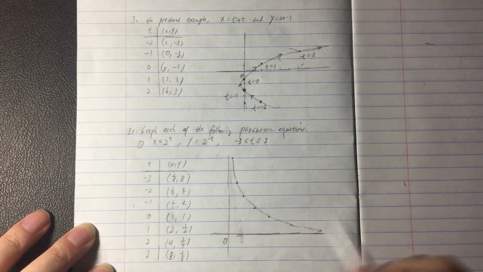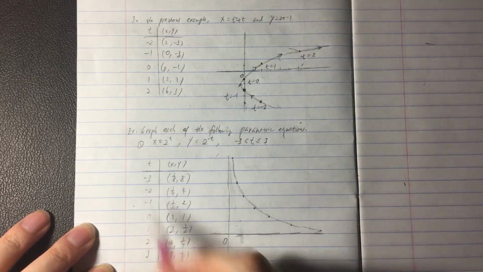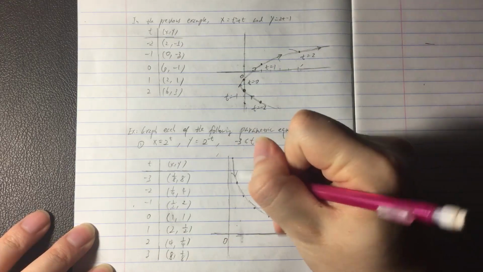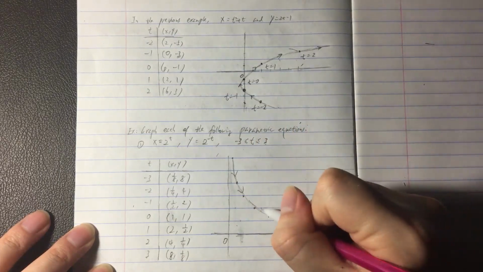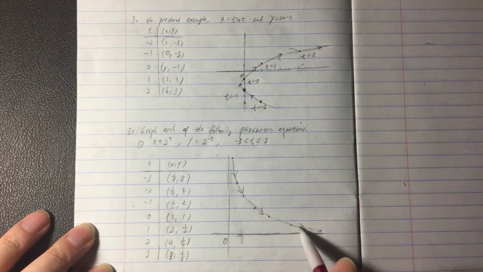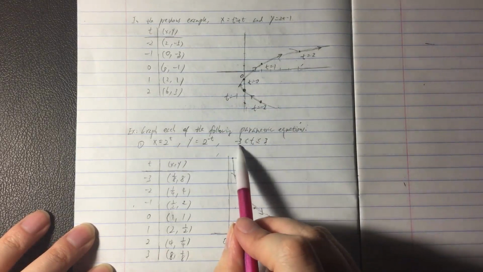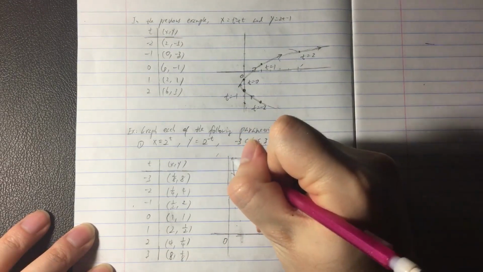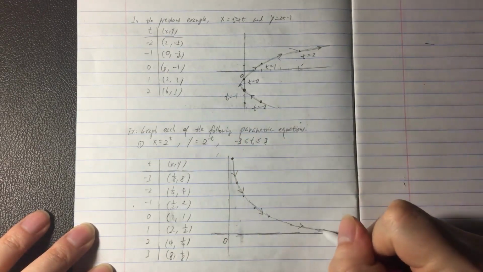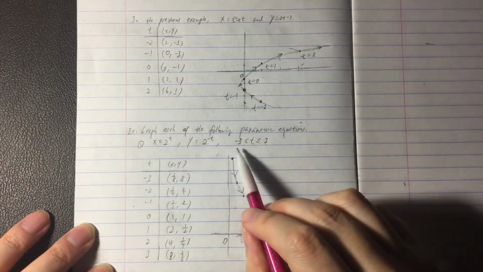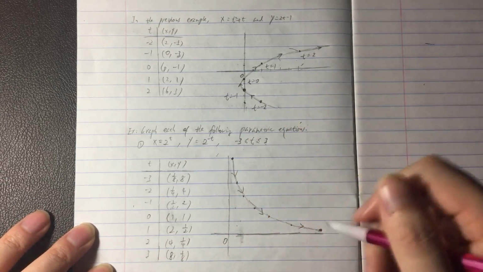And from the direction of the curve, we can see that as t increases, the point shifts this way. And since t varies from negative 3 to 3, those are the terminal points of the curve.